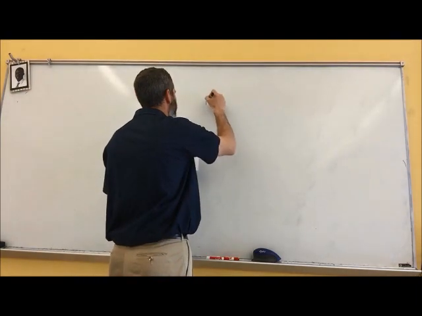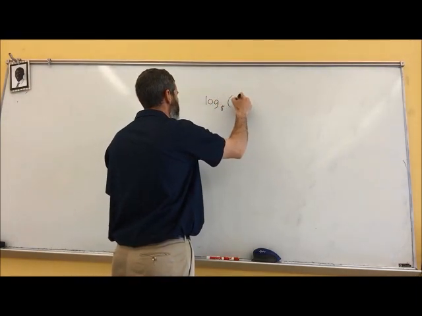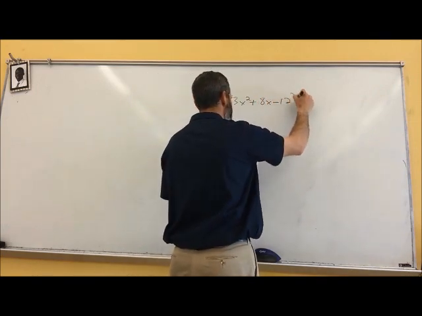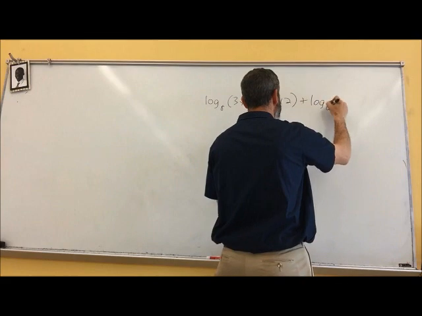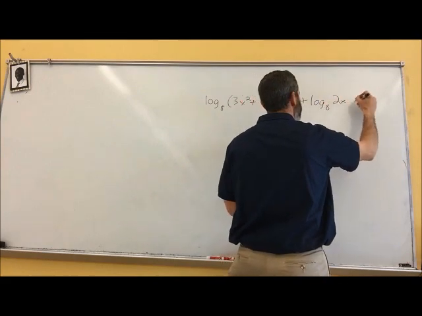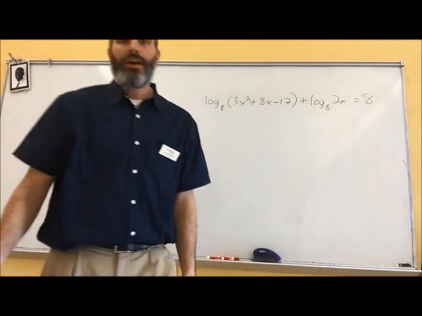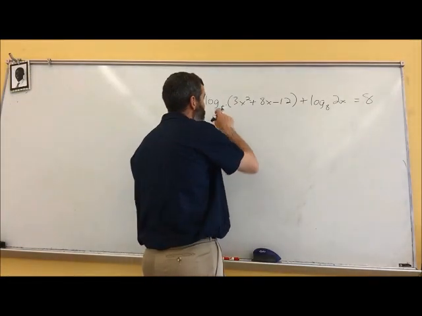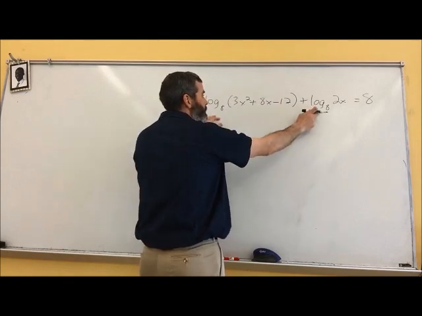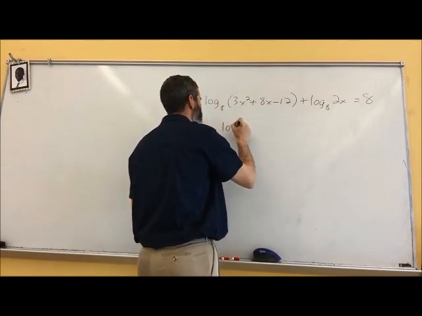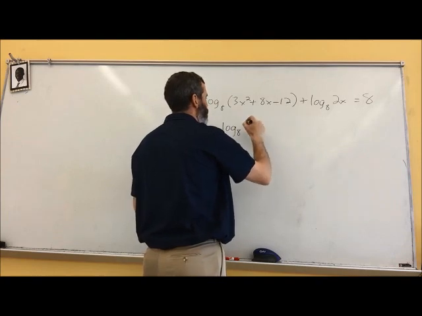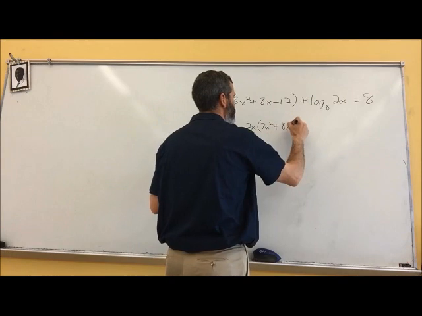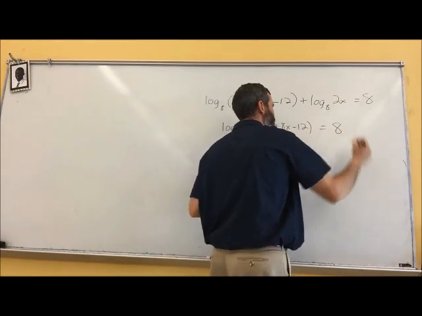15. Log base 8 of 3x squared plus 8x minus 12, plus log base 8 of 2x equals 8. All right, this looks like a fun problem, huh? First thing I see is same log, same bases, so I can condense them. So log base 8 of 2x times 3x squared plus 8x minus 12 equals 8.